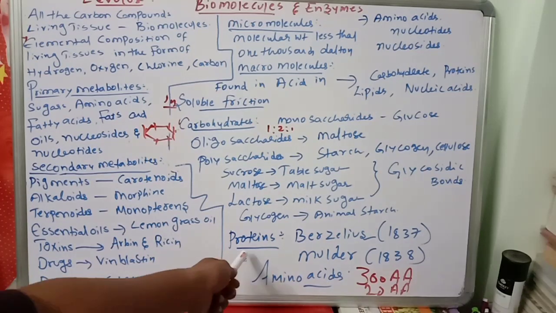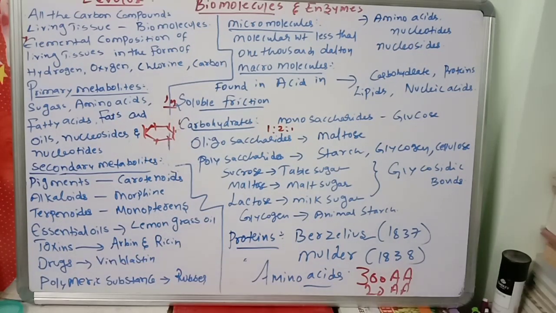So who gave the term proteins? Berzelius and Mulder. They gave the protein term. A protein is a polypeptide of amino acids. In nature 300 amino acids are there, but only 20 amino acids are used in the formation of proteins.